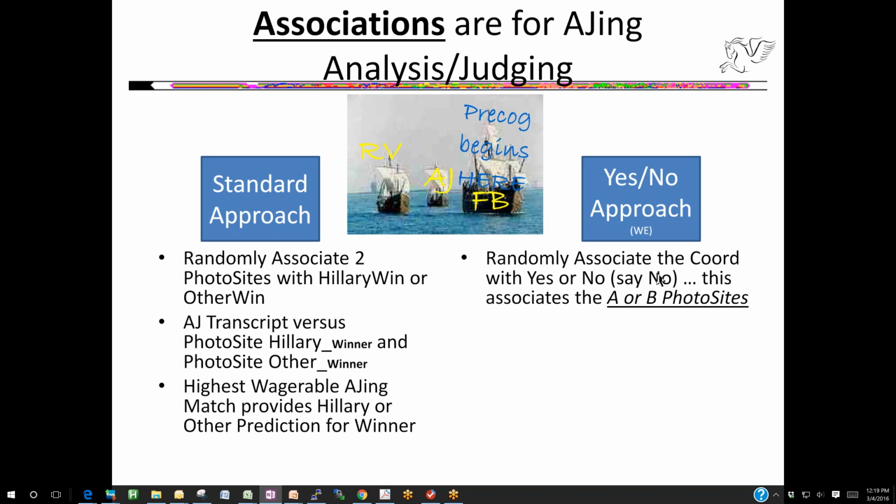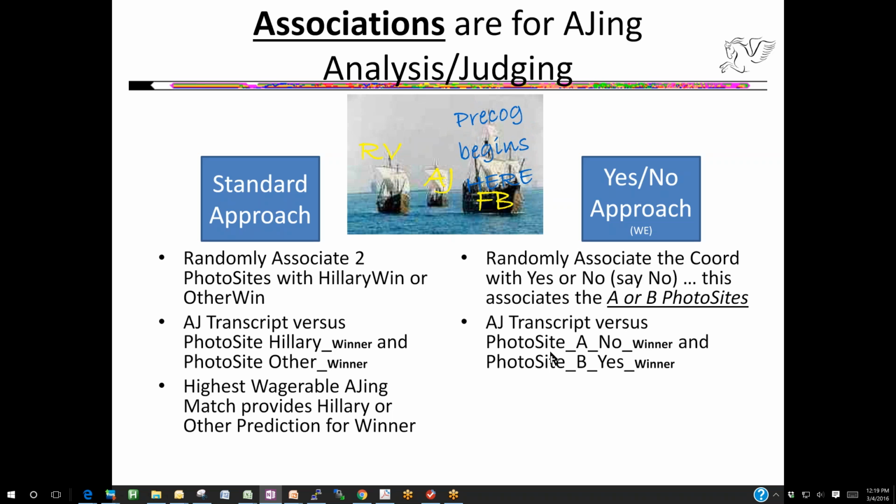Once the computer makes this random association, there's now an association with these two possible photo sites. This random association sets what's called photo site A to be the same as this random association. So if the random association was no, photo site A, and the computer also makes that selection randomly, that would be no, and that would then be associated with the no answer to the yes or no question, and photo site B would then be the yes answer.